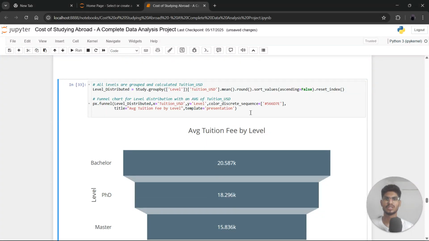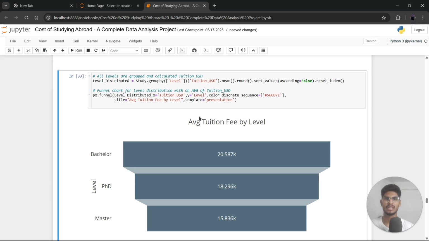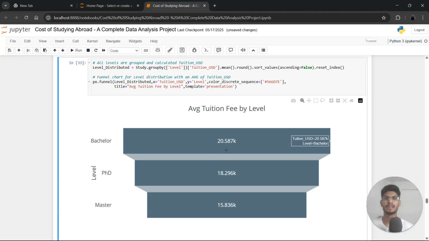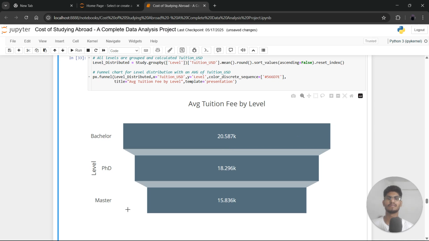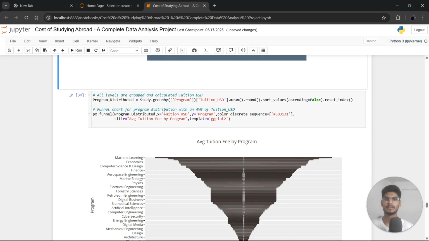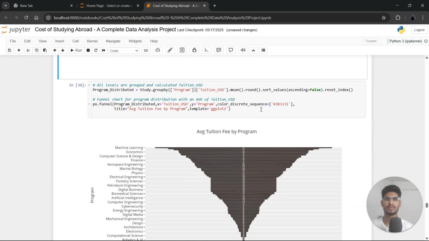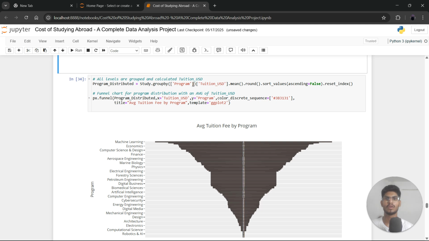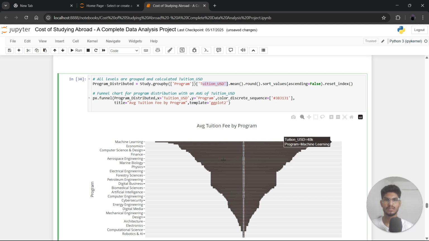Now I am using this function which shows the average fees by the level. So bachelor's will cost me 20,587 US dollars. Masters will cost you less because it is generally of 2 years, so it will cost you less. Again, this is the distribution with the program and the tuition fees. The program will cost the average. We can see that now I have hovered over it.